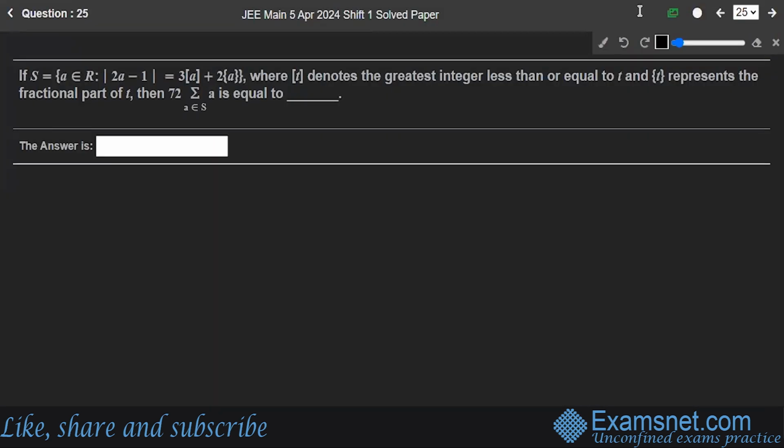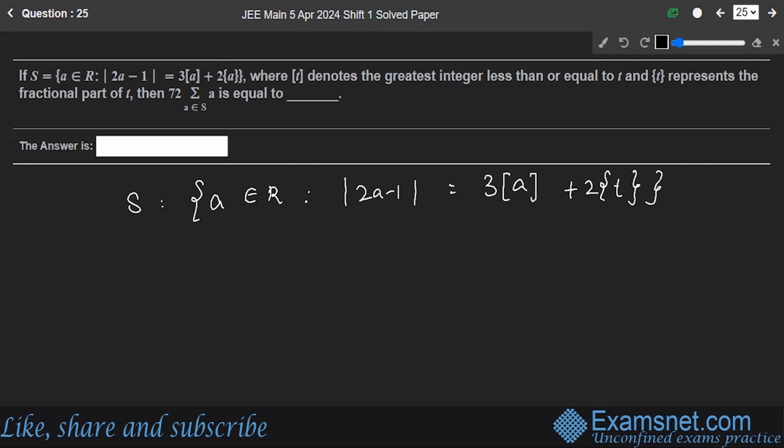Question number 25. If S is a set of all the elements A which belong to the real numbers such that modulus of 2A minus 1 is equal to 3 into this plus 2 into this, where the square brackets represent the greatest integer less than or equal to t, and curly brackets t represents the fractional part of t. You have to find out 72 into this expression. So you have S such that A belongs to real numbers, |2A minus 1| is equal to 3 greatest integer plus 2 fractional part. Okay, so let's pick it.